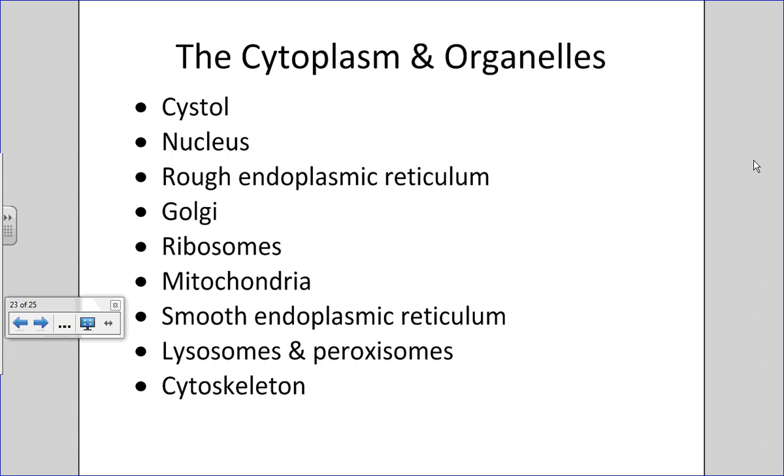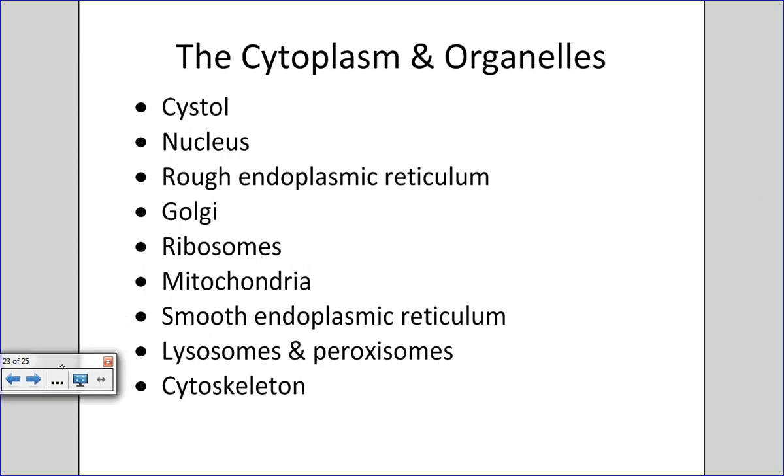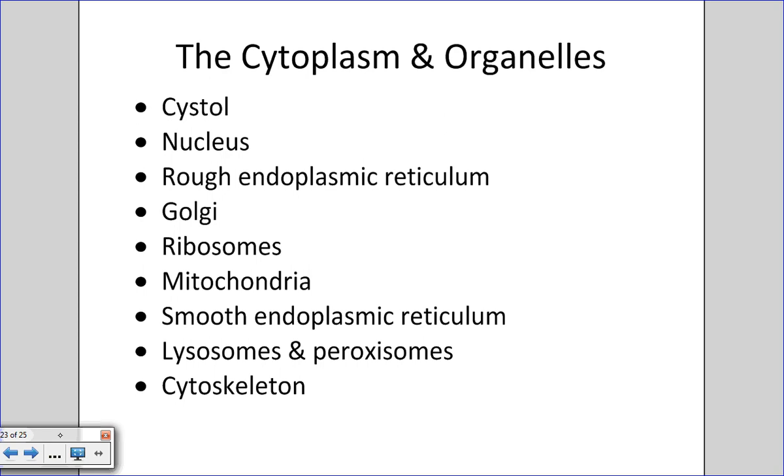All right. In the next segment, I want to talk more about the function of the different types of organelles within cells. As you can see here, I have bulleted out the major internal parts of a cell that I want to discuss. Now, the first one, the cytosol.